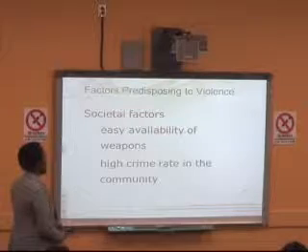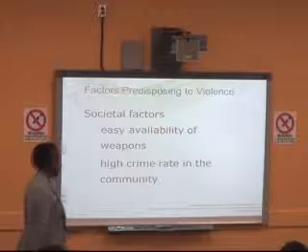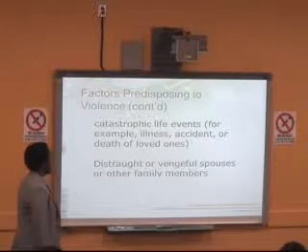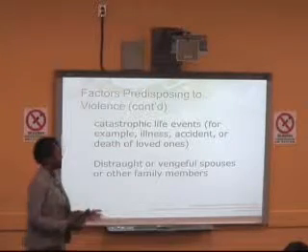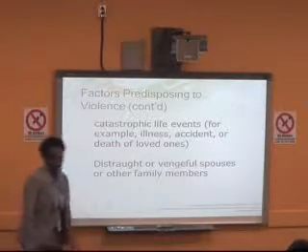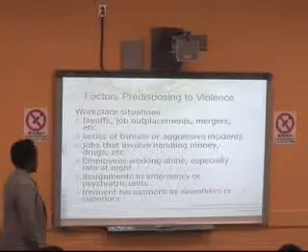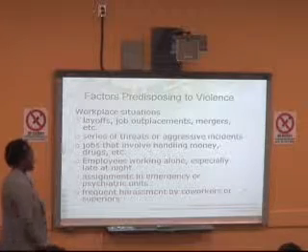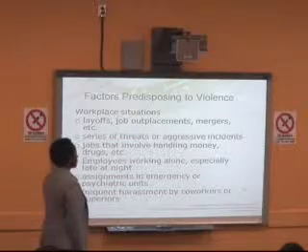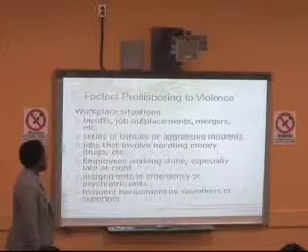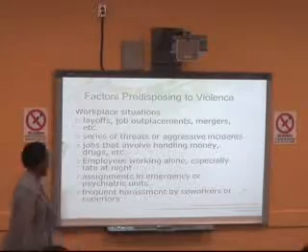So what causes violence? Well, they say societal factors, availability of weapons, a high crime rate in the community, maybe a life event that is stressful. Maybe you have spouses or family members that are vengeful. Workplace situations: layoffs, maybe you're getting fired, your company's merging, threats or aggressive incidents. Jobs that involve money may sometimes entice people to be violent.